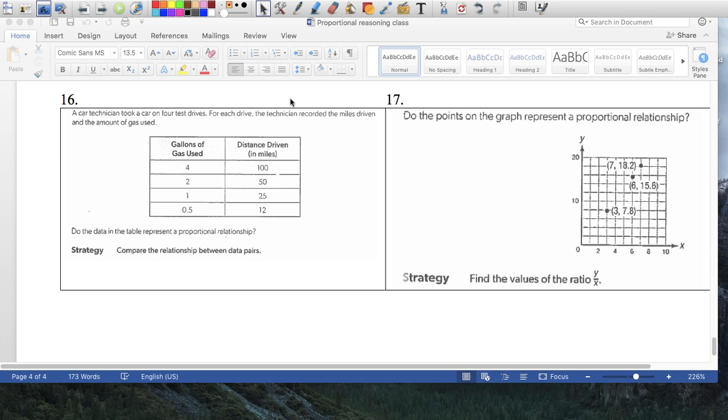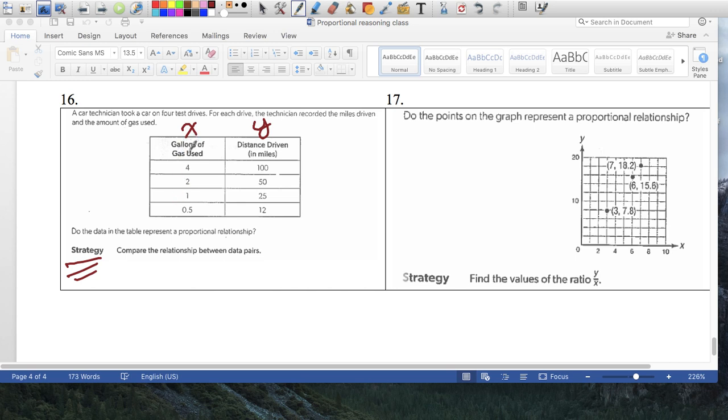If I were to connect those dots, it looks like a straight line, but let's confirm if it's proportional. It does start at 0, 0. It goes through the origin, but let's see. I get k equals y over x, k equals 7.8 over 3, and 7.8 divided by 3 gives 2.6. So the constant of proportionality is 2.6 for that one.